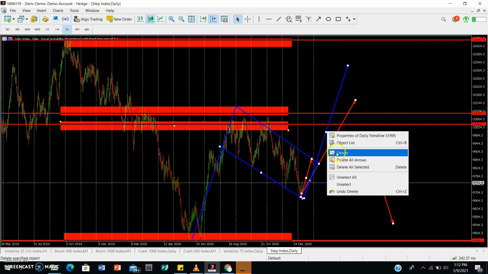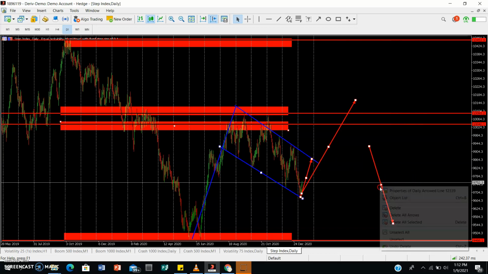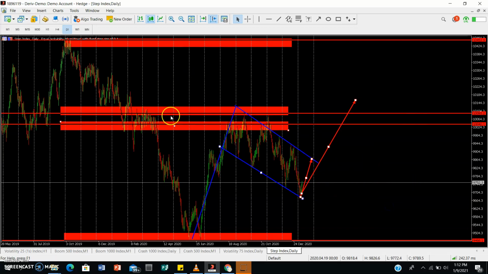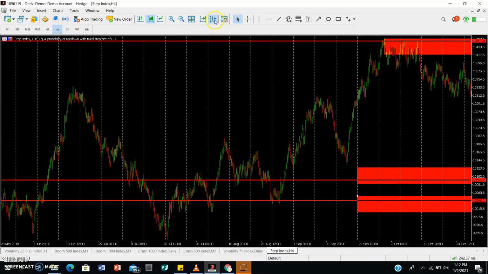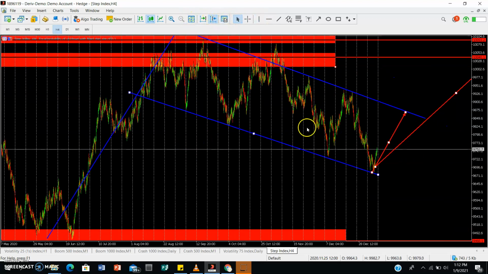I know this is deep into price action, so if you haven't heard of price action, this might be difficult for you to understand. Let's move on to maybe the 4-hour time frame. Maybe you can clearly see what I'm talking about. So that would be my setup.